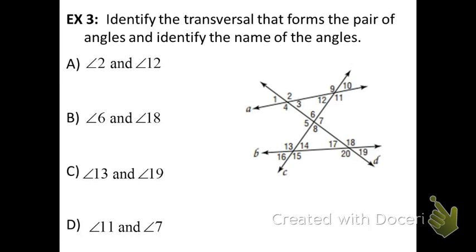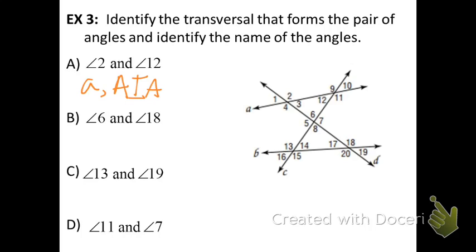Okay, example 3 says identify the transversal that forms the pair of angles and identify and name the angles. So we're first looking at 2 and 12. Okay, they are on alternate sides of A, so that means A is our transversal. And they're on alternate sides, so we know it's alternate, and they're inside our lines, so interior angles.